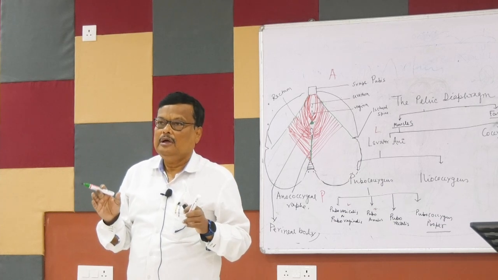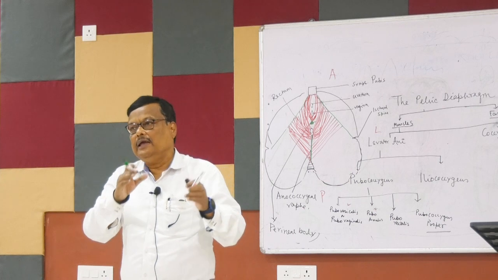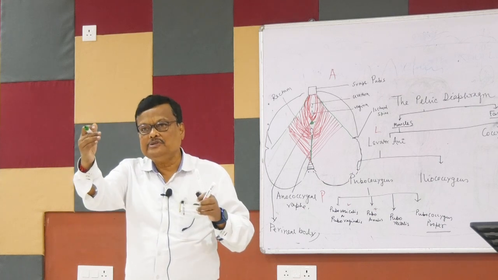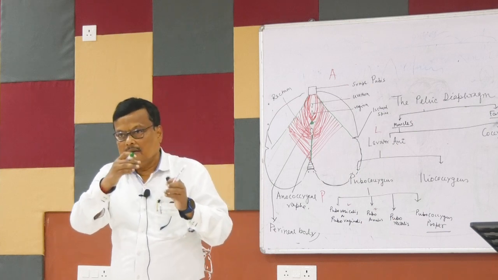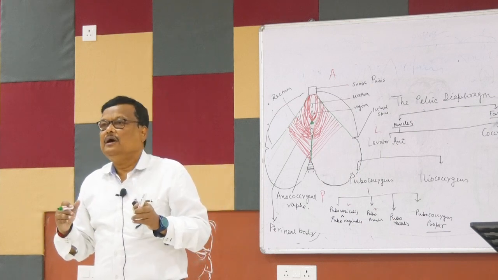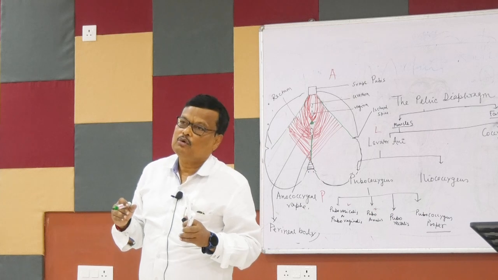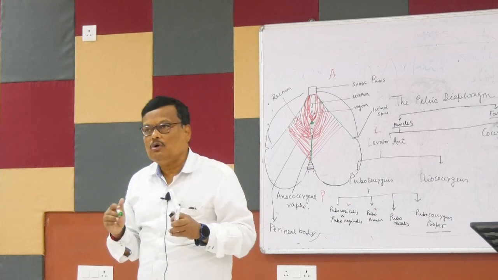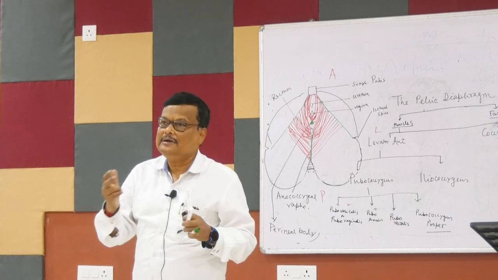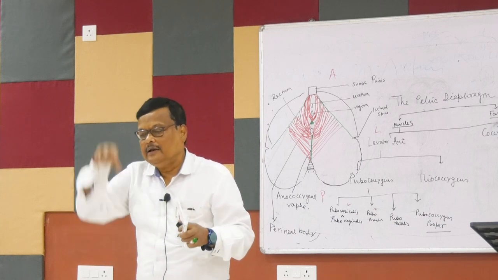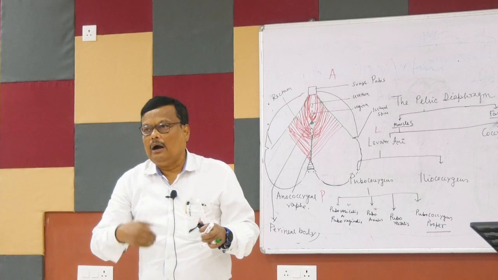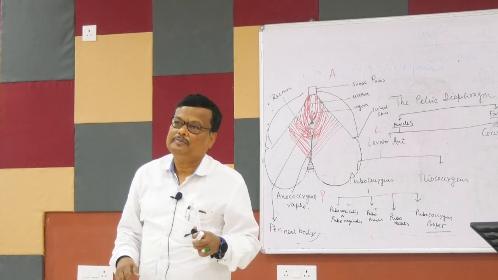For maintenance of this anal curvature and also the integrity of the levator ani, this anococcygeal raphe is important, because levator ani gets origin from the pubis and the white line, but many of the fibers are inserted into the anococcygeal raphe. So if the anococcygeal raphe is damaged, the levator ani is also damaged, and ultimately the rectum may come out through the outside as a prolapse of the rectum.